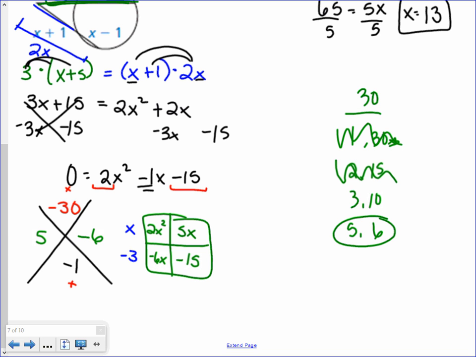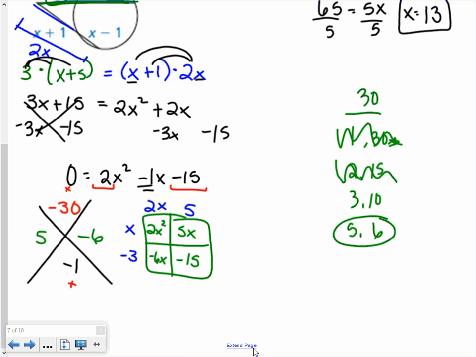And then in the columns, what's the biggest thing I can take out of 2x squared and negative 6x? 2x. And then what's the biggest thing I can take out of 5x and negative 15? 5. You did it. I did it. I'm so proud of myself.